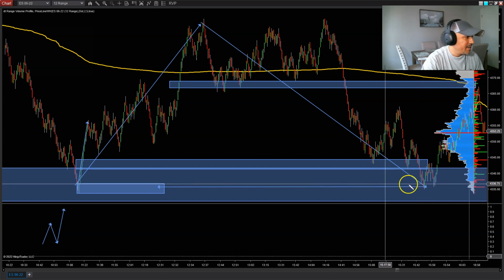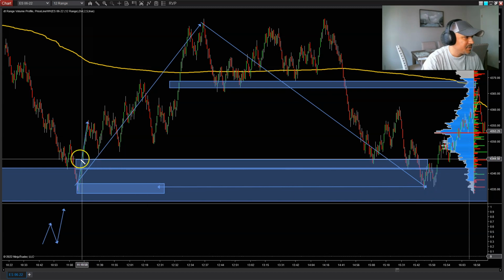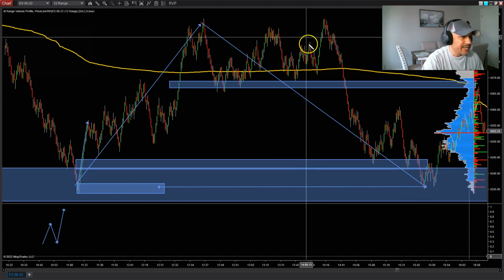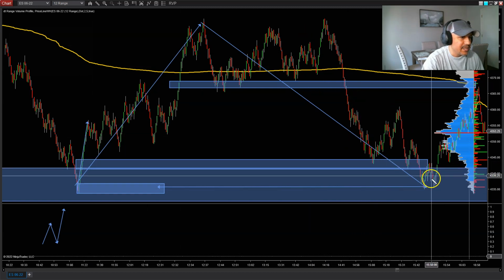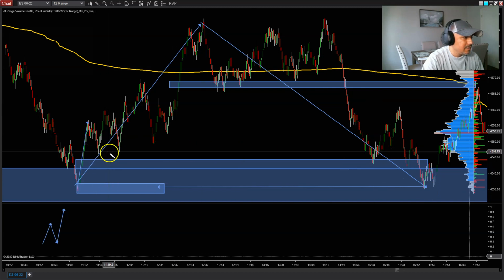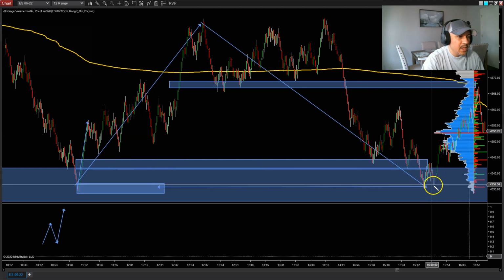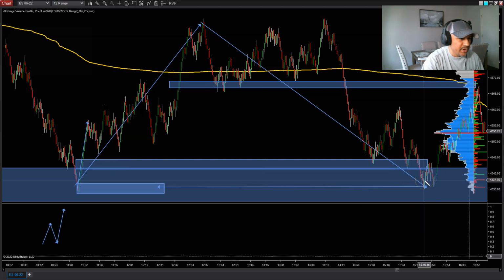But the thing about it is that when I look to the left-hand side of the chart, price didn't really start taking out levels on the way down to the downside until right here. It's on the 12 range chart. Now, if you look at a lower time frame, you're probably going to see it breaking little levels or micro levels as well. Once this candle here closes green, I am long for the trade.